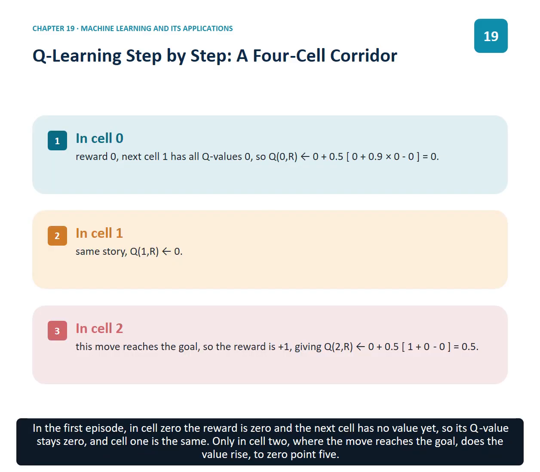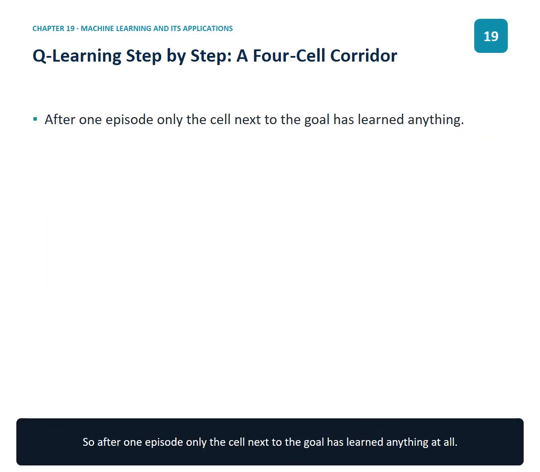In the first episode, in cell 0, the reward is 0, and the next cell has no value yet, so its Q value stays 0, and cell 1 is the same. Only in cell 2, where the move reaches the goal, does the value rise to 0.5. So after one episode only, the cell next to the goal has learned anything at all.